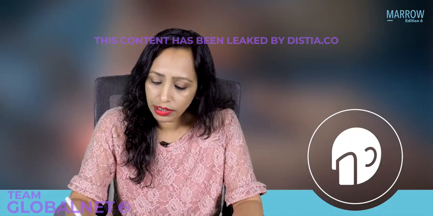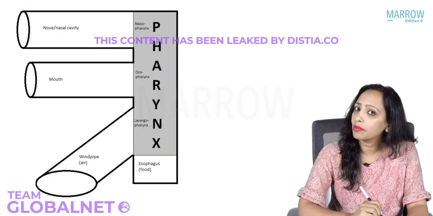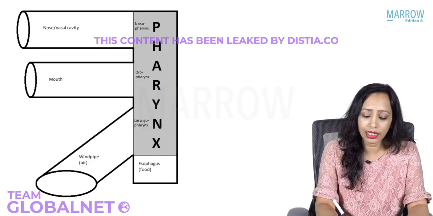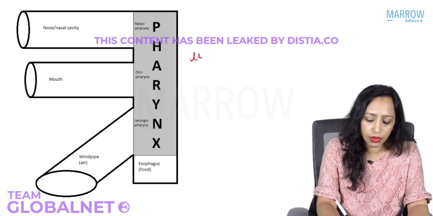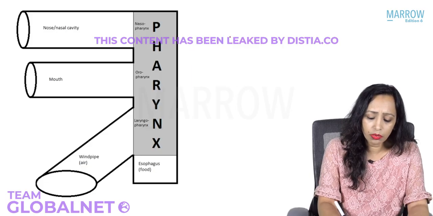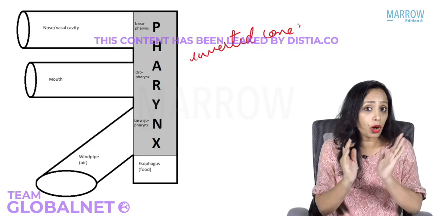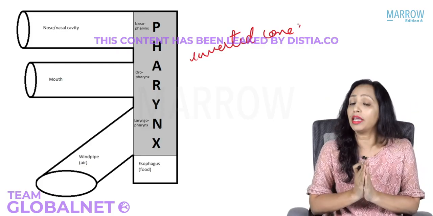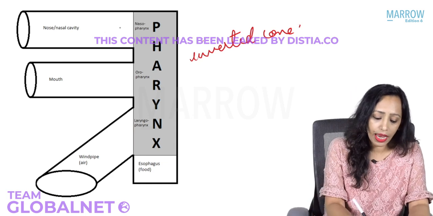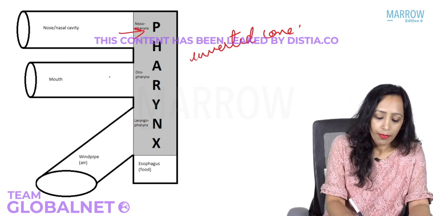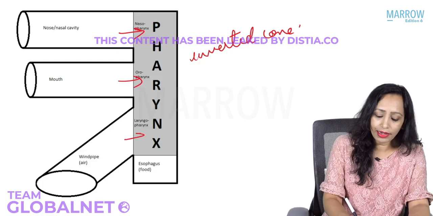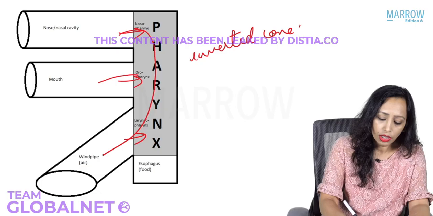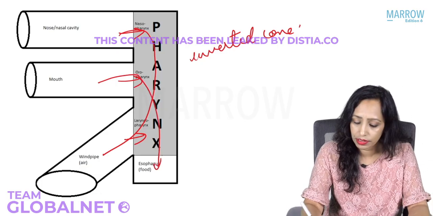So what we saw till now is that yes, this is a musculofascial tube, and here it appears cylindrical. It is not actually cylindrical. It is like an inverted cone, which means that the broadest is the nasopharynx and the narrowest will be the hypopharynx or the laryngopharynx. So yes, behind the nasal cavity, behind the oral cavity and behind the larynx, this acts as a connecting tube connecting the nose to the larynx and the oral cavity to the esophagus.